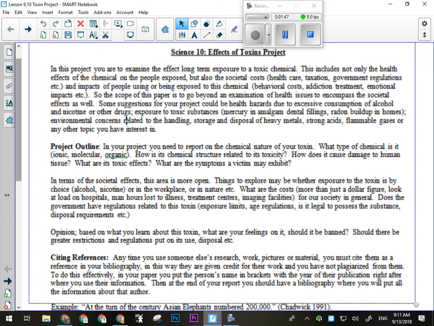Okay, so in this project, we're going to examine the effect of long-term exposure to a toxic chemical. Okay, that includes not only the health effects of the chemical on the people exposed, but the societal costs as well. That could include things like healthcare, taxation, government regulations, etc. All right, so if, for example, I choose to do my report on let's say crystal meth or something like that. It's a toxic chemical, but it's also a drug.